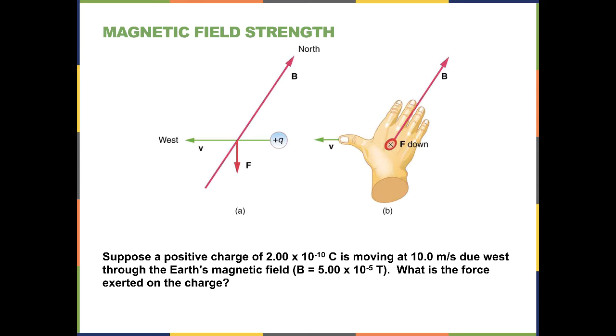Now, before we move on, let's do one problem in this regard. Suppose a positive charge of 2 times 10 to the minus 10 coulombs is moving 10 meters per second due west in the Earth's magnetic field. What is the force exerted on that charge, and what is the direction?